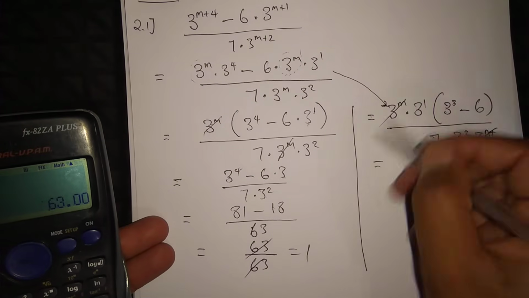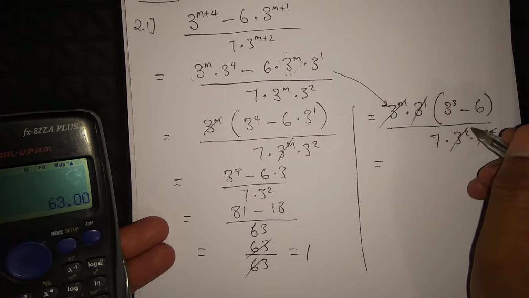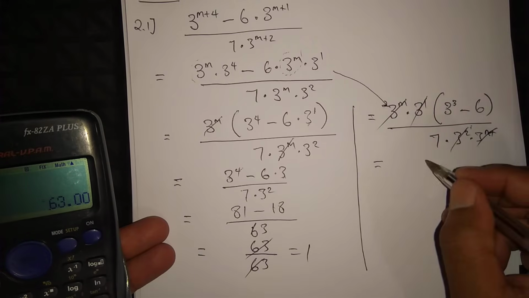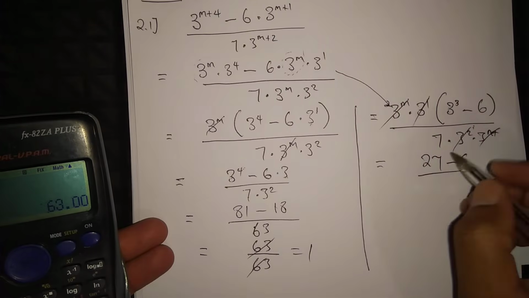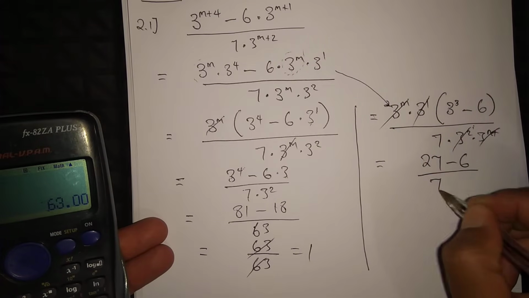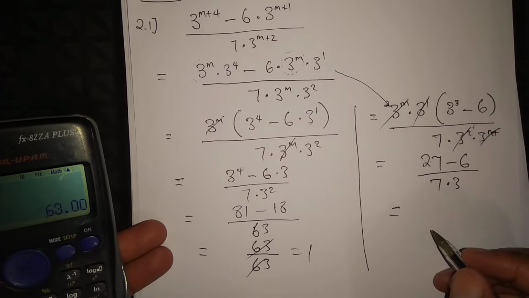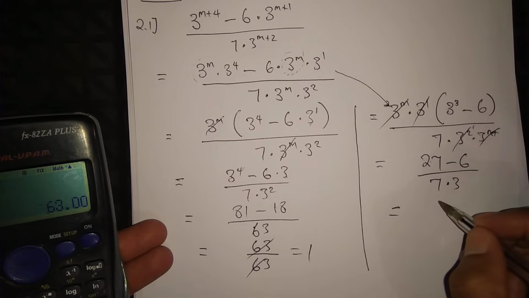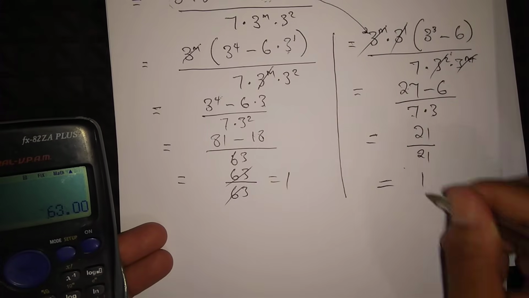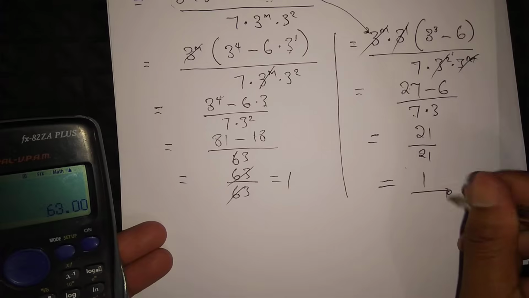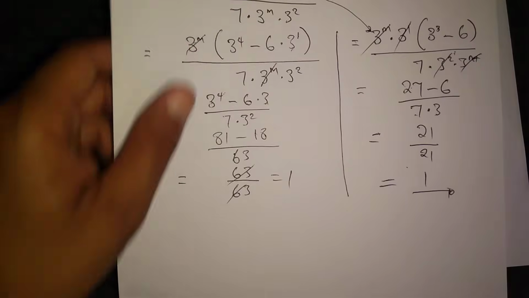Now the 3 exponent m cancels, and the 3 exponent 1 also cancels out. What is 3 exponent 3? It's 27, minus 6, divided by 7 times 3. 27 minus 6 is 21, and 7 times 3 is 21 again. So 21 divided by 21 is 1. It's 1. So there are two ways you can answer the problem.